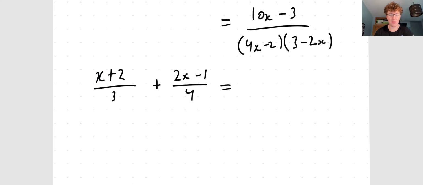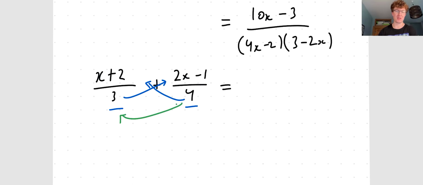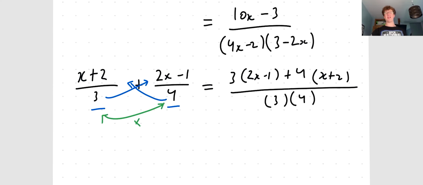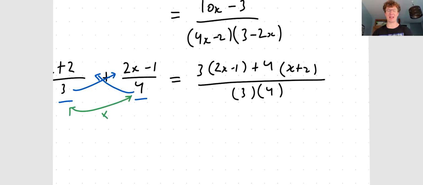So again, what we're going to do, we're going to multiply the bottom numbers up here. Up, we call that. And then the denominator is going to be the product or the multiplication of these two guys. So we're going to have 3 times 2x minus 1 plus 4 times x plus 2, all divided by 3 times 4. Just like that. Okay, now let's expand out the brackets.